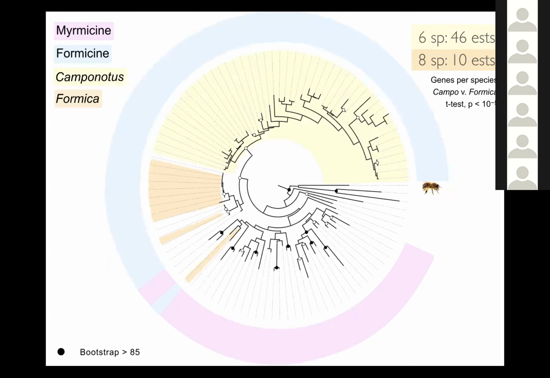So if we want to just look at that yellow portion, that's what you see here. And what I want you to focus on is the difference between the yellow and the orange. So the orange corresponds to those 8 species of Formica, and the yellow corresponds to just 6 species of Camponotus. So what has happened is that somewhere in the evolution of Camponotus, they have done a lot of copying and pasting. So they've built up 46 different versions of these things over those 6 species versus the 10 in just 8 species. So we've seen a lot of copying and pasting.